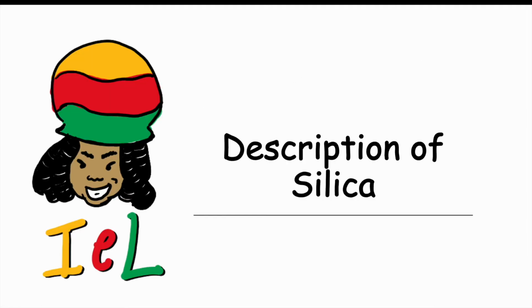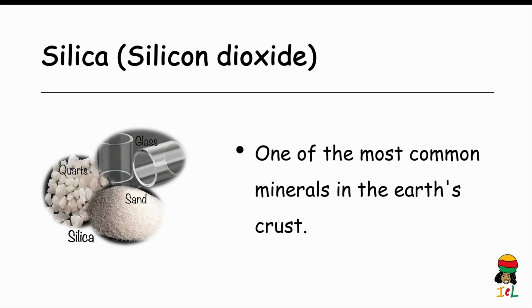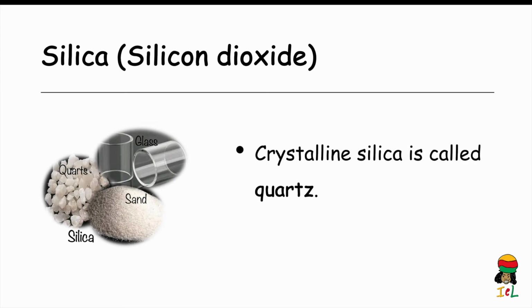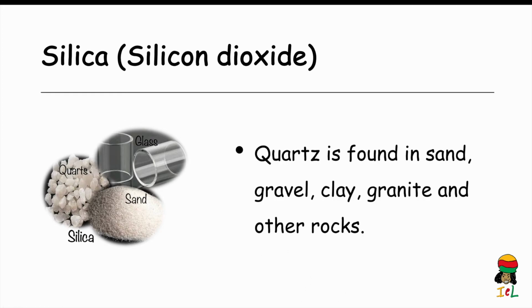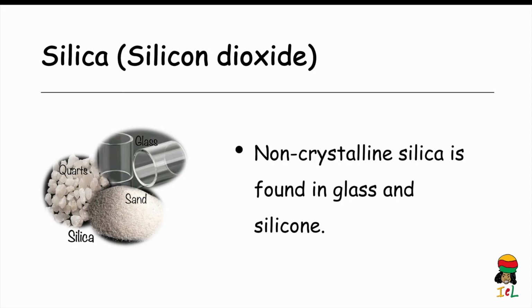So finally, we will examine silica, looking at its description and properties. Silica, which is actually silicon dioxide, is one of the most common minerals in the Earth's crust. Silica can have a crystalline form, which is called quartz, and in our diagram to the left, you can see a sample of quartz. Quartz is found in sand, gravel, clay, granite, and other rocks. Silica can also exist in a non-crystalline form, which is found in glass and silicone.